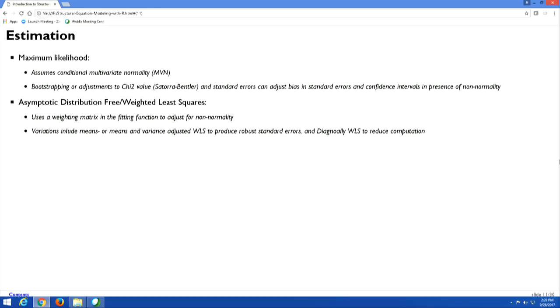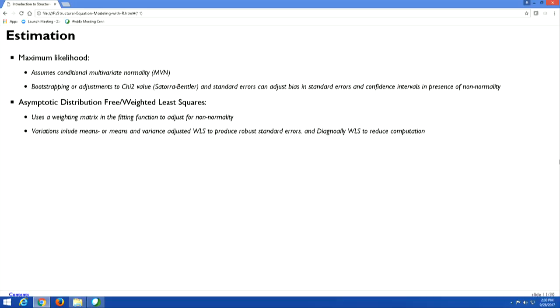And maximum likelihood assumes that you have conditional multivariate normality, which means that the residuals of all the variables together, after you fit the model, have a multivariate normal distribution. And you can use some of the techniques that Jie talked about to assess that. There are analogous multivariate tests you can do, or you can just look at the univariate distributions, some bivariate distributions.